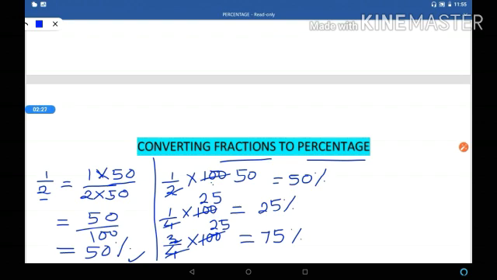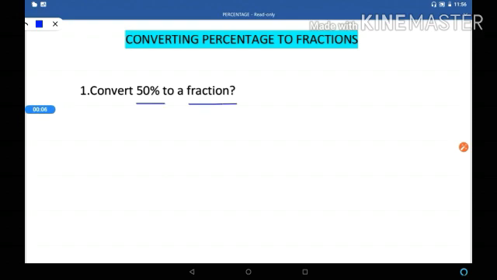Convert 50% to a fraction. Whenever you see a number followed by percentage symbol, we have to write 100 in the denominator. 50 by 100. Cancel 0, 0 and 5 in 5 table 1 time, in 10 table 2 times. So 1 by 2. 50% of 100 is half.